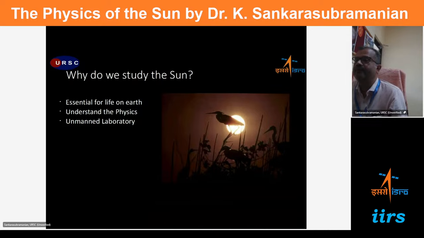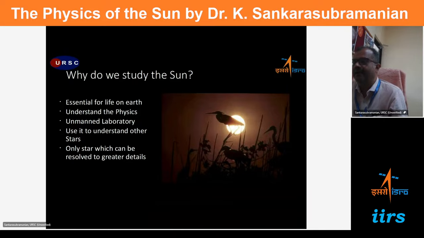And the Sun is nearby, and it is one of the billions of stars. So by studying the Sun in detail, since it's nearby, we also try to understand other astrophysical objects, other stars, especially the Sun-like stars. Since the Sun is nearby, this is the only star which can be resolved to greater detail, because of the technology and the telescopes we currently have. And of course, the Sun has a major effect on our Earth's atmosphere. Hence our ionospheric dynamics as well as barospheric dynamics is governed by the effect from the Sun. And hence it's important to understand what the Sun is emitting at what time.